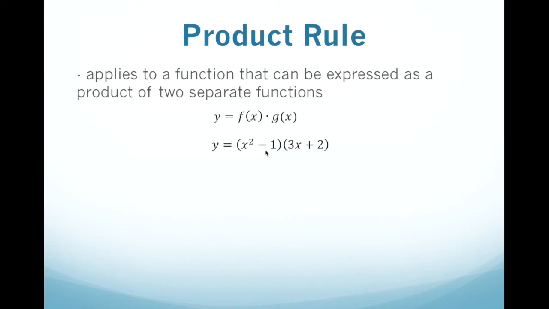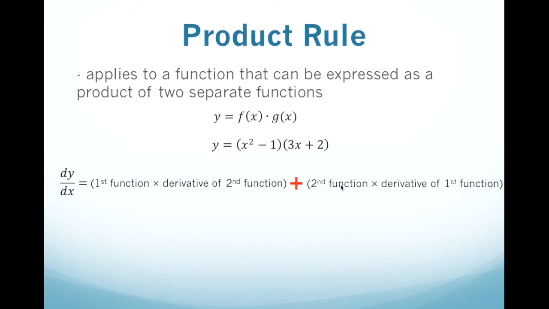Now, what is the product rule? dy over dx, or the derivative of y with respect to x, is going to be equal to the first function multiplied by the derivative of the second function, plus the second function times the derivative of the first function. Now in symbols, to make it look simple, it looks like this.